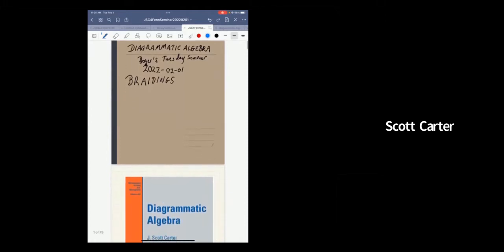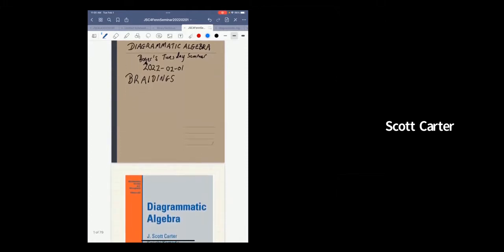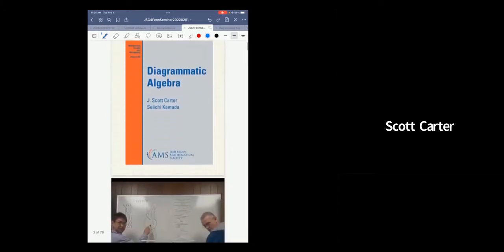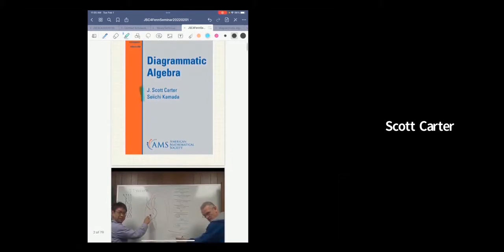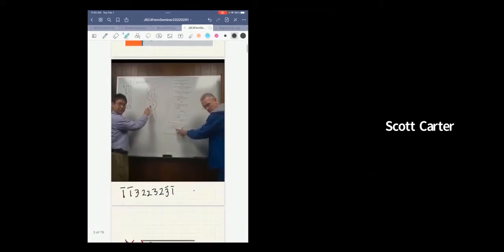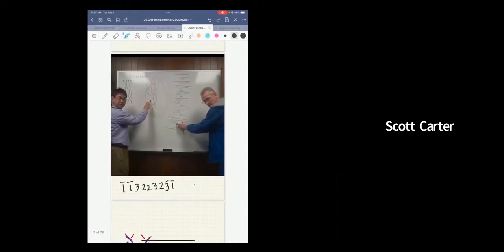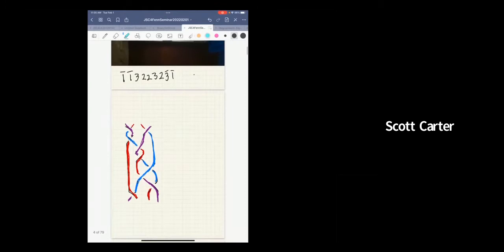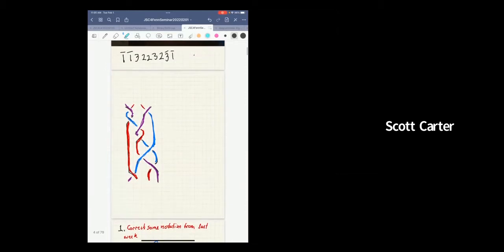today, I think it's February 1st, and we're going to talk about braidings. This is from a chapter in diagrammatic algebra, which is written by these two people here. And this is a photo of their younger selves. I looked on the whiteboard over here and I read that braid word, which is 1 bar, 3, 2, 2, 3, 2, 3 bar, 1 bar. And it turns out it's a 3 colorable knot.